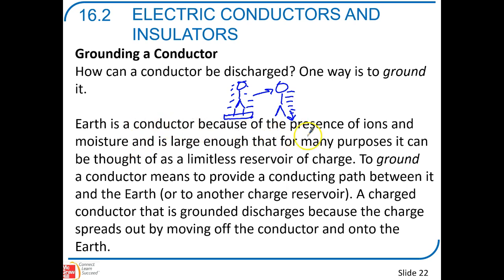So Earth is a big conductor. There's a presence of ions and moisture. It's large enough that it can be a limitless reservoir of charge. To ground a conductor, we're basically just making sure that we have a conducting path. So this conductor now is this person between the charge reservoir and the Earth.